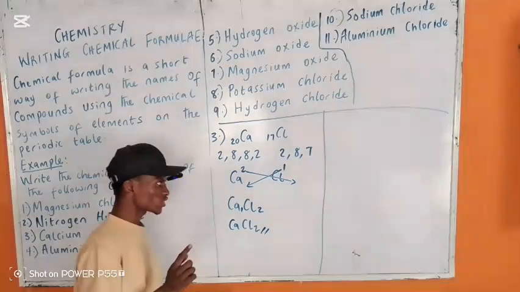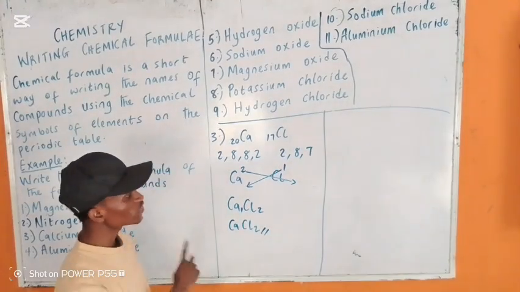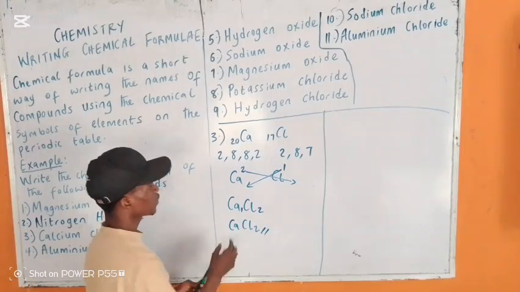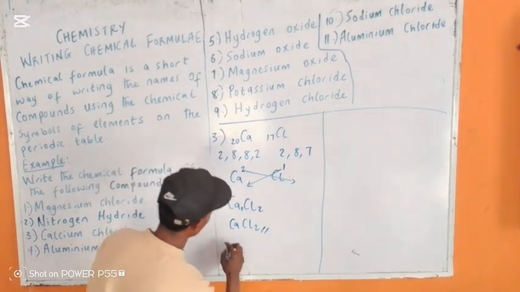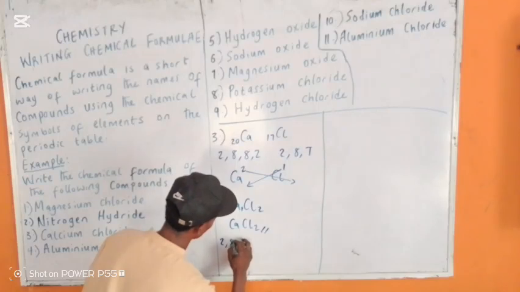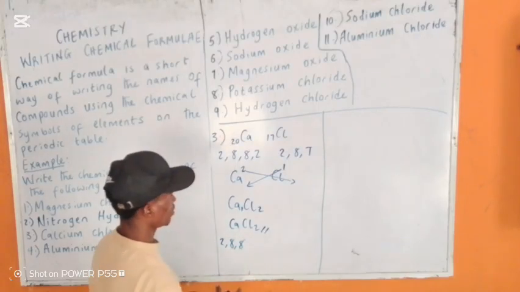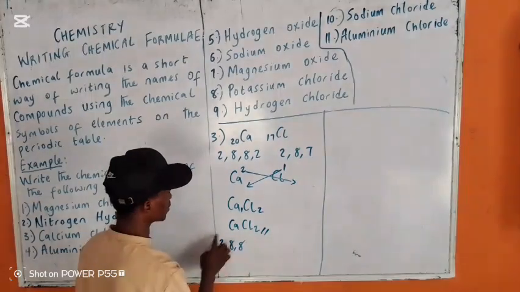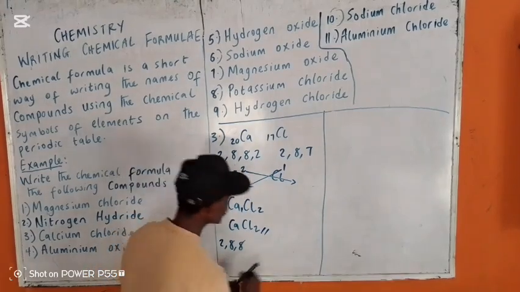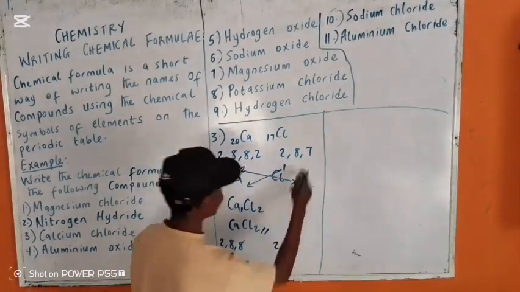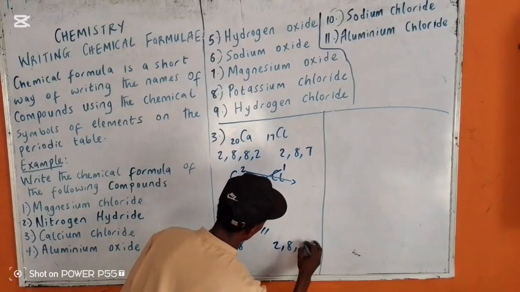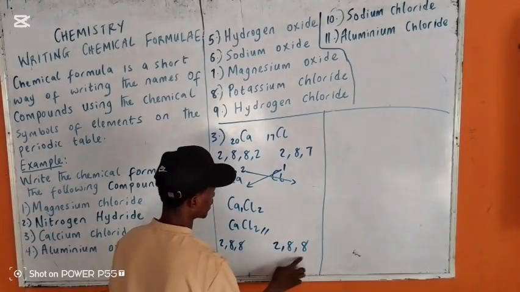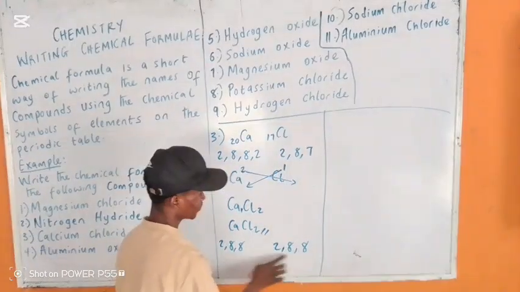Now, if you notice, something is taking place here. When calcium loses these 2, calcium now becomes 2, 8, 8. This calcium here is now stable. Now, when chlorine gets 1 added to this 7, we have 2, 8 and 8. So they are now both stable.